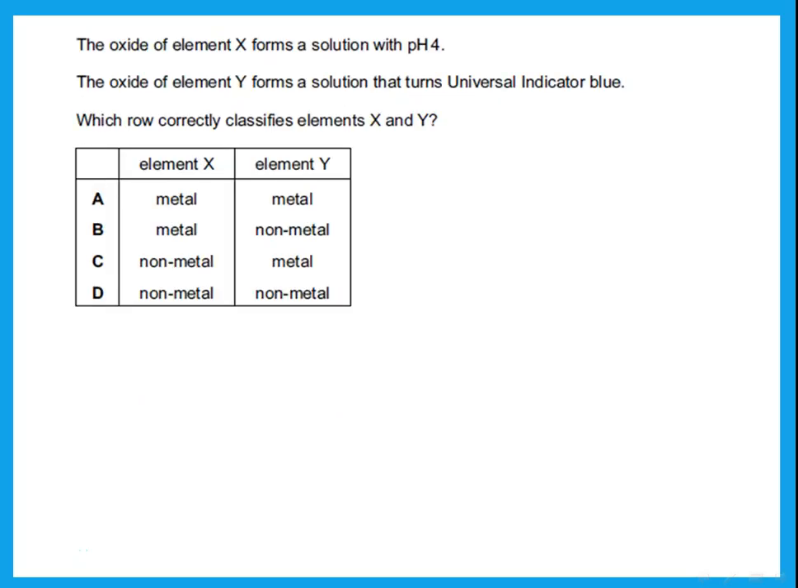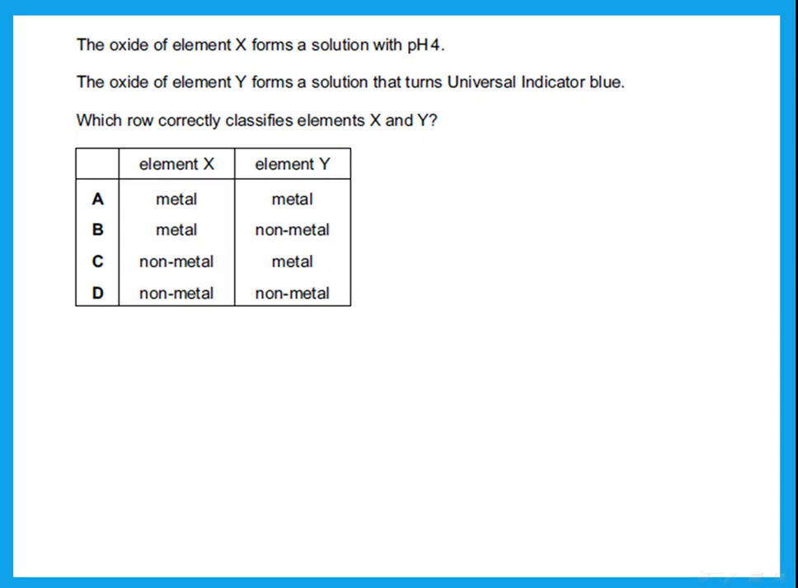Okay, so let's try this. The oxide of element X forms a solution with pH 4. So oxide of X, I dissolve it in water, it forms pH 4. Is pH 4 acid or base? Acid. So oxide of X is acidic, so X must be a metal or a non-metal? Which one did we say the oxides are acidic? We said oxides of non-metals are acidic, so X must be a non-metal.